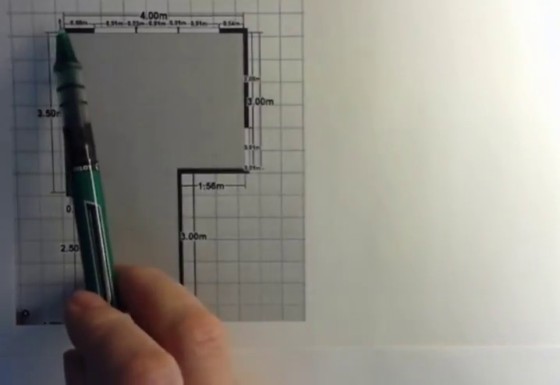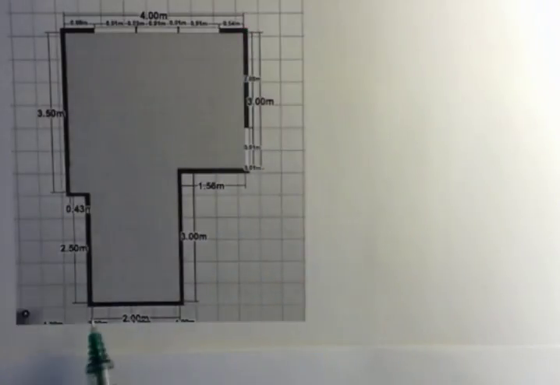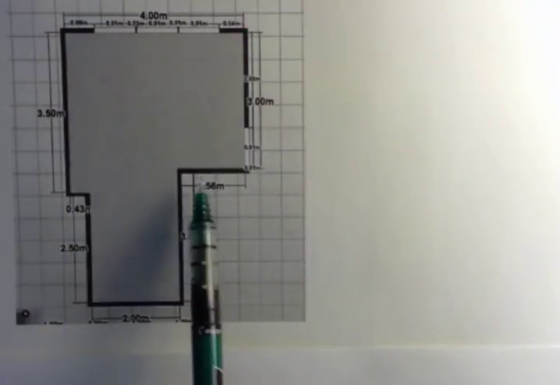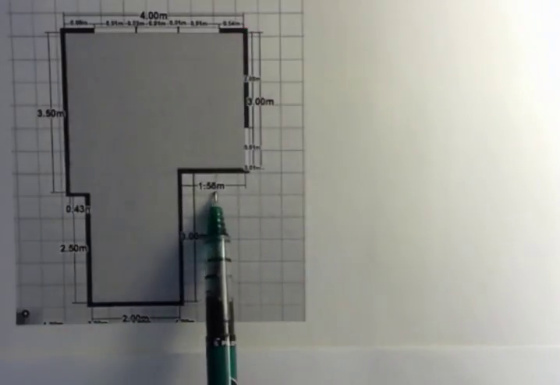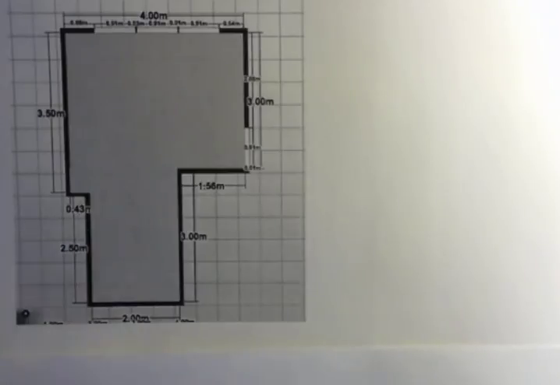This entire thing up top is 4. This is 2, which means these other two parts should be equal to 2. But if I add 1.56 and 0.43, I get 1.99. So already I'm missing a 100th of something there. So I can see it's not perfect, but I'm going to do my best.